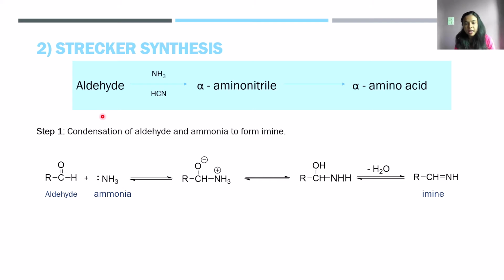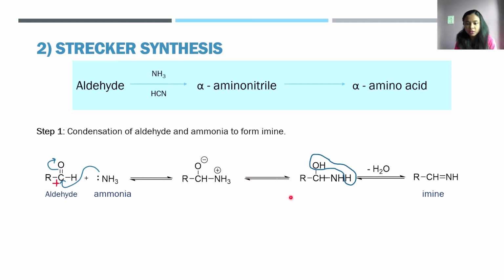So, getting down to the mechanism, the first step is the condensation of aldehyde and ammonia to form imine. We are taking an aldehyde and ammonia, and we know that ammonia has a lone pair. First of all, the electronegative oxygen will take the electron pair to itself, leaving the carbon electropositive. Now, the ammonia, having the lone pair, would attack this electropositive carbon and make this intermediate.